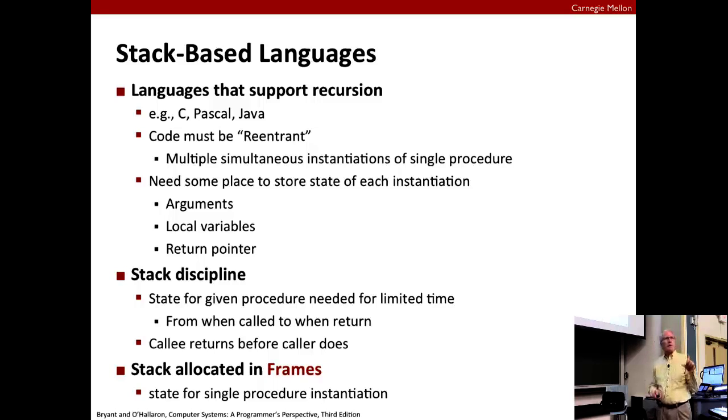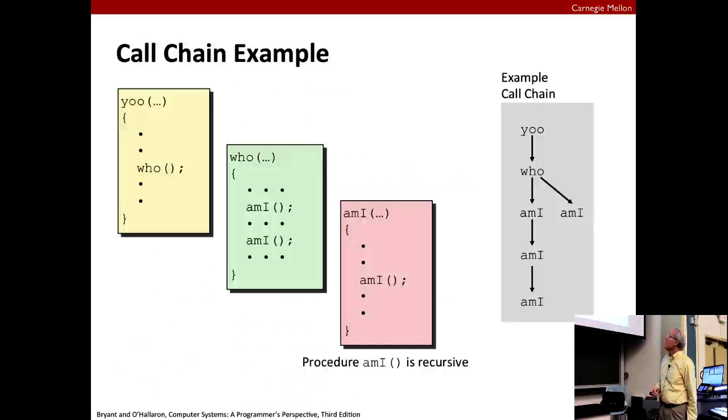And to be more technical, we'll say it's a frame for a particular instance of a procedure, a particular call to a procedure. So just imagine we had a set of functions, one called u, which calls a function called who, and who has multiple calls to another function called mi, and mi is itself recursive. It calls itself.